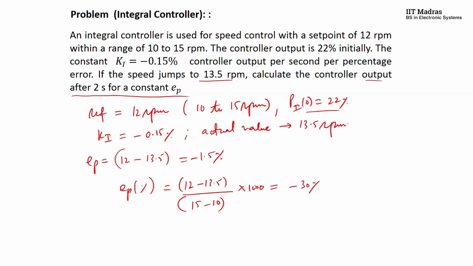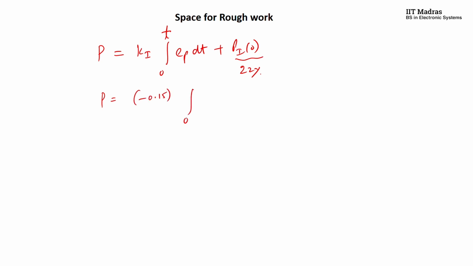All right. Now let's try to understand the integral control action, wherein the control output P is Ki integral 0 to T of e dt plus Pi of 0. This Pi of 0 is given as 22%. Okay, this is the last value at which possibly the error went to 0. Now we can write this as P is equal to Ki, Ki is 0.15 as you have seen before, integral 0 to T, and you have this minus 30. What is the value? Minus 30%, right? Minus 30 dt plus 22.